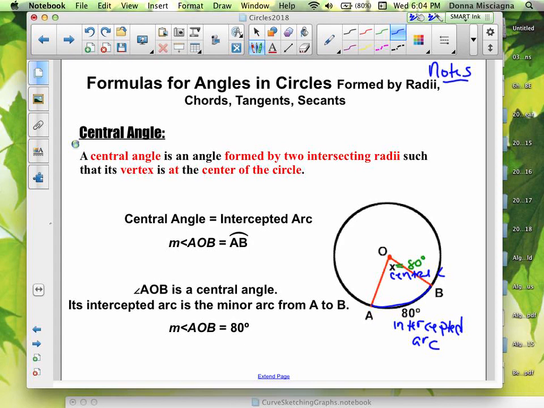So angle AOB here is the central angle. Its intercepted arc is the minor arc from A to B, and the angle and the arc are the exact same length in degrees. So I shouldn't say length. Length is different. Exact same measure. Exact same measure in degrees. They are exactly the same. Right? So the measure of angle AOB is exactly the same as the measure of arc AB. So it's pretty easy to work with central angles because they have the exact same measurement.